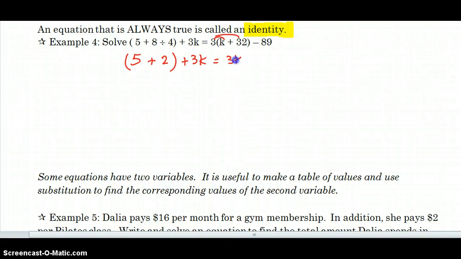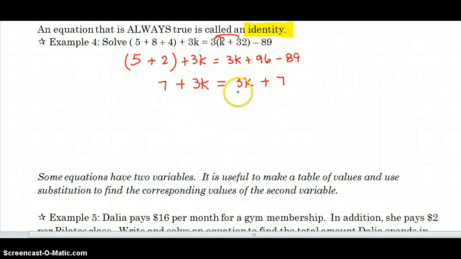That'll give us 3k plus 96 minus 89. I dropped my parentheses because I took care of distributing my 3. There's nothing to distribute here, but they are like terms, so I can add 5 plus 2 is 7 plus 3k. And here I have 3k, and 96 minus 89 leaves me with a positive 7. So here we have 3k plus 7 and 3k plus 7.